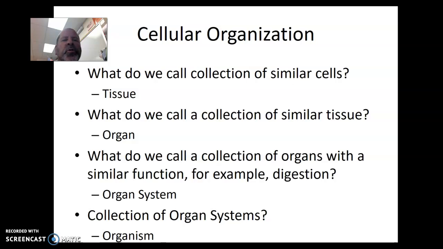A bunch of tissues might come together to form an organ, like a kidney or a liver. And then an organ might work with other organs to form an organ system, like a digestive system or a circulatory system. And then organ systems work together to form an organism.